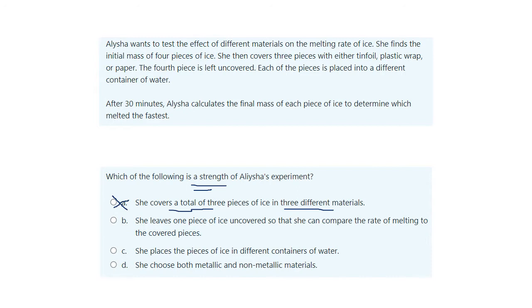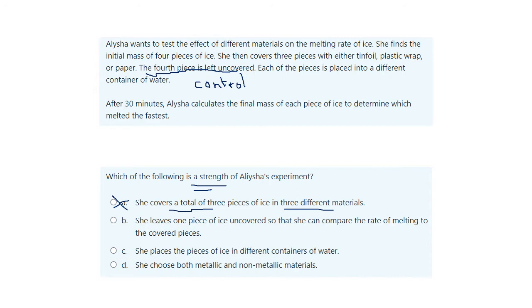She leaves 1 piece of ice uncovered so that she can compare the rate of melting to the covered pieces. Yeah, this is actually a very important part. This would be the control. If no material is added to the ice, how long does it normally take to melt?